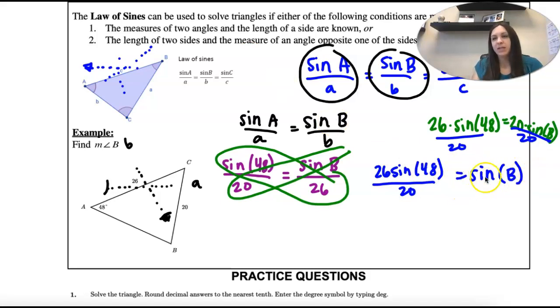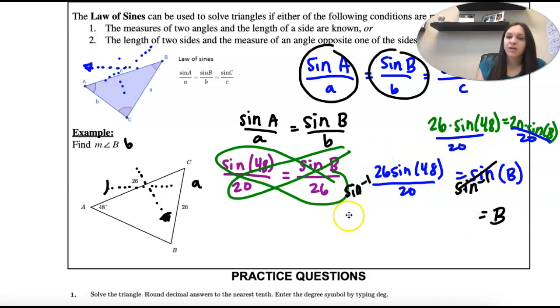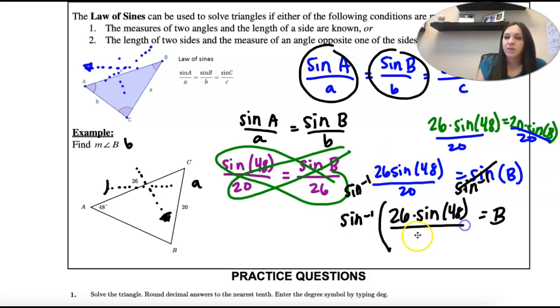Alright, we want to get B by itself, so we need to take the opposite of sine. Remember what that is? Sine inverse. So I'm going to take sine inverse of both sides. Now I just have B. Then over here, I have sine inverse of this whole thing: 26 times sine of 48 divided by 20. This whole thing goes in our calculator.